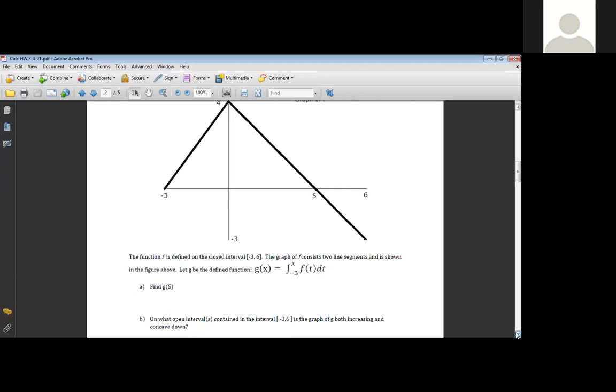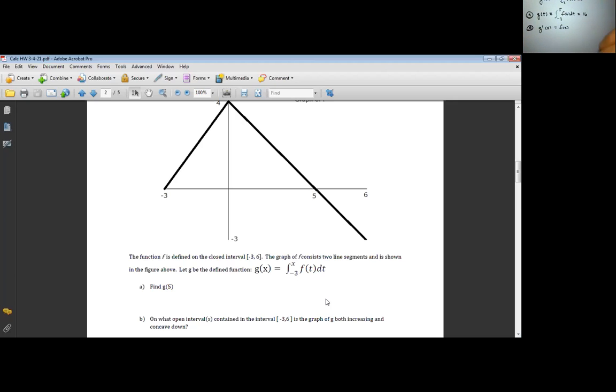Part B, on what open intervals is the graph both increasing and concave down, increasing and concave down. But now what's the key word? The graph of g is what they're asking. Well, we have the graph of f. So the first statement you need to make is what, somebody? g prime of x is equal to f of x. Perfect. So we want to say that g prime is equal to f.